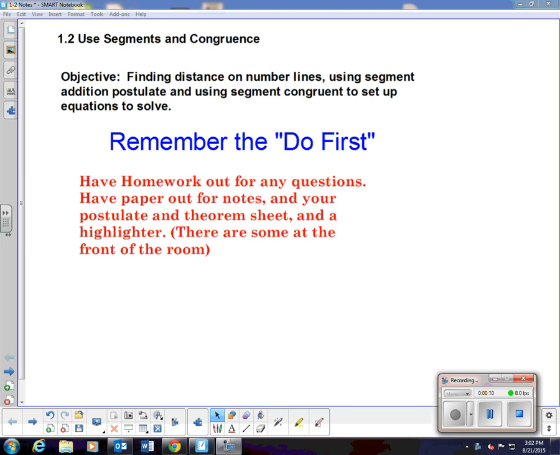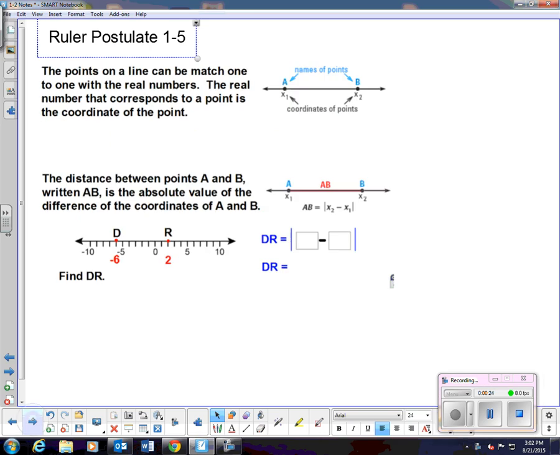Remember that when you come into class, always have your homework out and your postulate and theorem sheet once you get it, and have highlighters ready to use as we go over things when we're working in class and discussing stuff. All right. So for today, we're going to look at different segments.